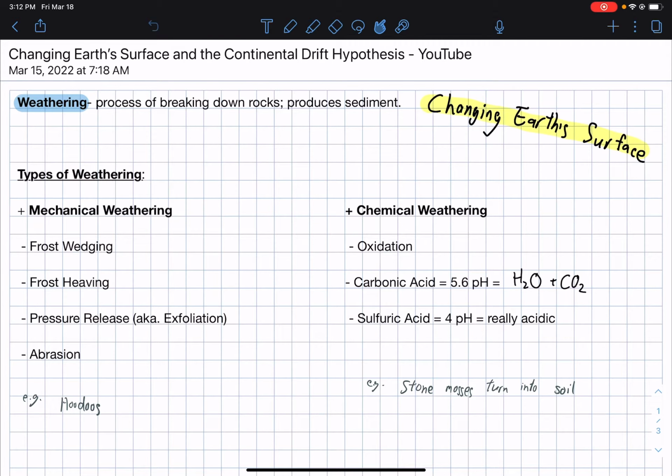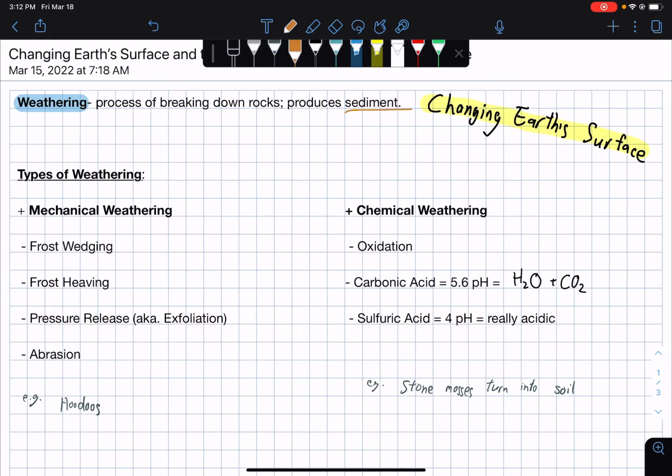So, anyways, let's first start with our lesson on changing Earth's surface. Weathering is the process of breaking down rocks, and it produces what we call sediment. So these are the broken down rocks. For the types of weathering, there are two: mechanical weathering and chemical weathering.